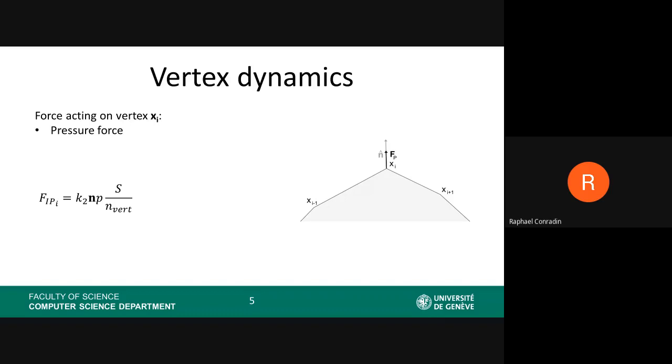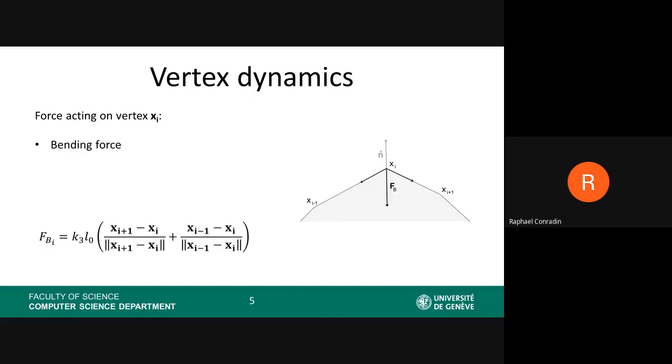The first force that we have, as I presented before, is the pressure force, which is parallel to the normal at this point. We also have a bending force, which is in the opposite direction of the normal, and this force tries to flatten the points. The force tries to align the normals of the different vertices.